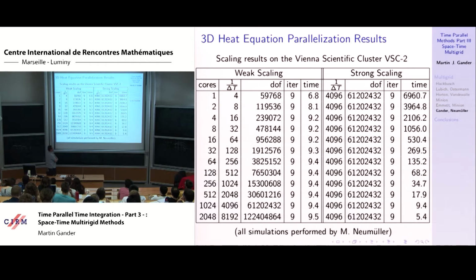So here are experiments that Martin Neumüller did. These were on the Vienna cluster. He later did in Lugano. He did also on the large machines in the US. Here are two scaling experiments. You learned what weak and strong scaling is this morning. Weak scaling here is I increase the number of cores, and I increase the size of the problem. Iteration number of this space-time multigrid method is constant, and solution time is constant. You can scale as much as you want. Here there's 122 million unknowns, and the latest ones are in the billions.